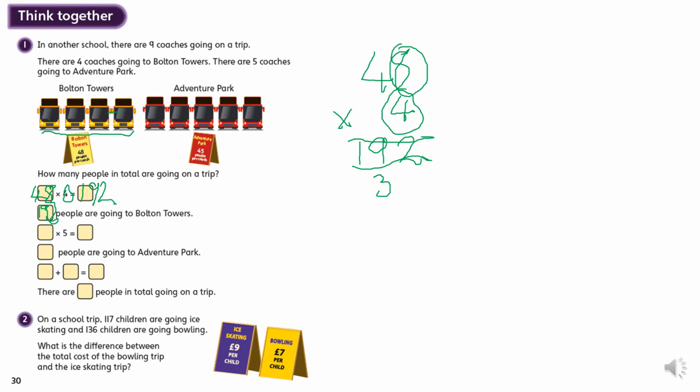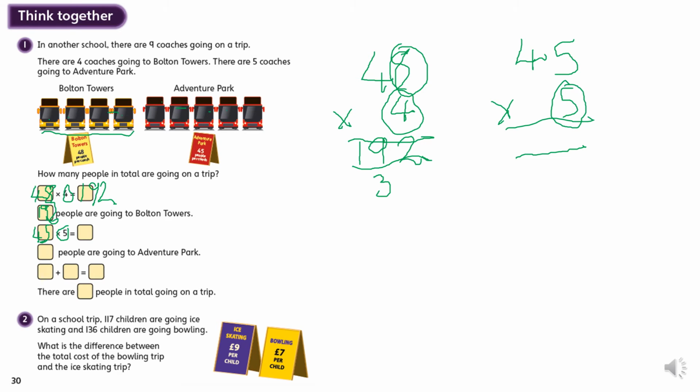Right, then, how many people are going to the adventure park? Well, I have 5 buses there, which is my multiplication by 5 there. And I know that there are 45 people per coach. So I do 45 multiplied by 5, which again we can do in our column multiplication method. So 45 multiplied by 5, our equal sign. I'm so sorry that these aren't straight.